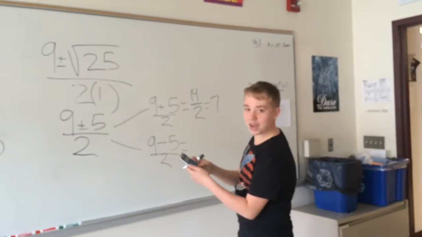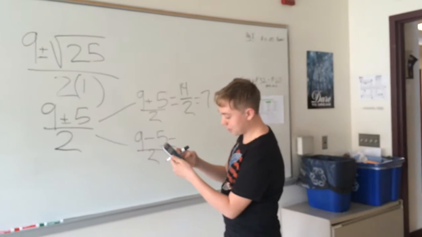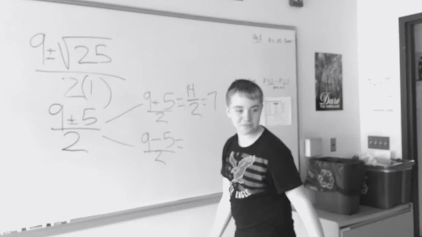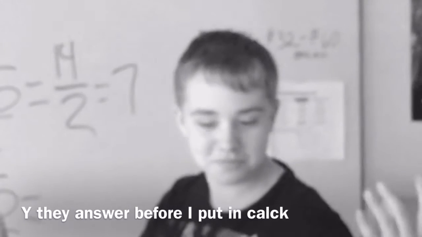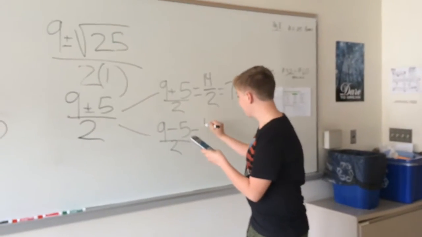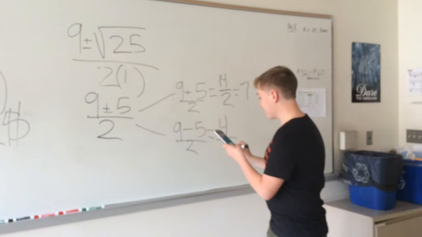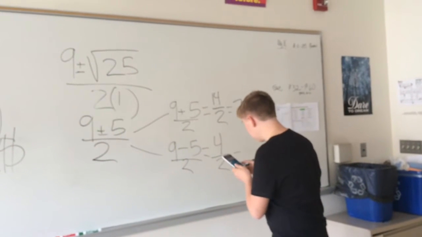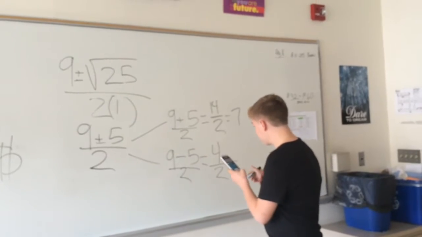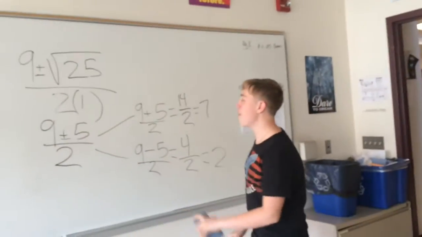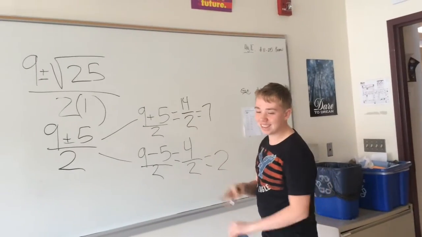Then, what's 9 minus 5, kids? 4. It's 4. Divided by 2. How do you do that? 2. 2! Oh, cool. You guys are great. So now, we got 2 answers. And I think that's it.